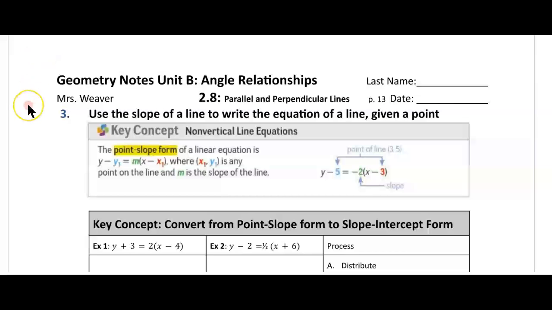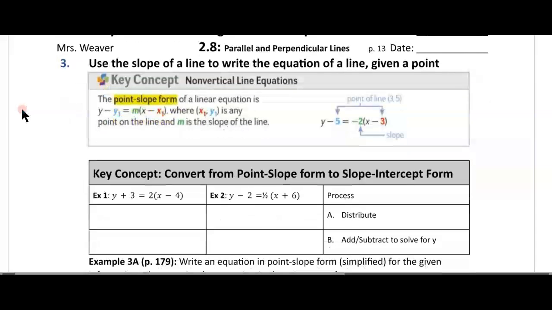All right, we're going to introduce 2.8.3 here, which is using the slope of a line to write an equation of a line if we're given a particular point. So we're going to use the point slope form of an equation where we have this format, and notice parts of these are colored. The y1 is colored, the m is colored, and the x1 is colored. Those are the only points we're filling in because x1 and y1 are the point we're given.